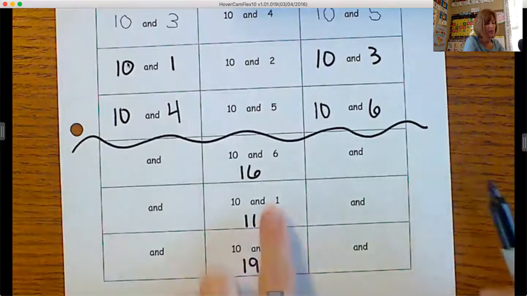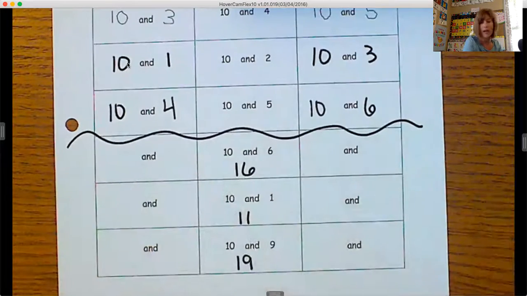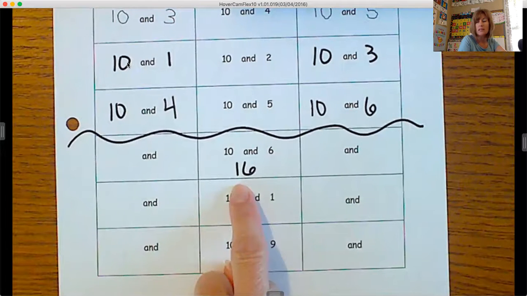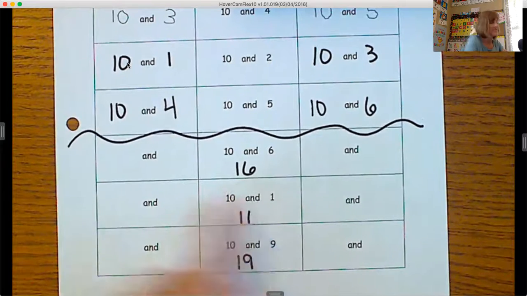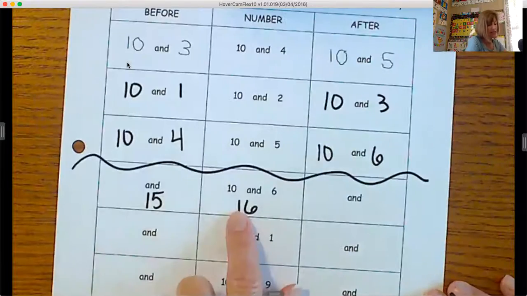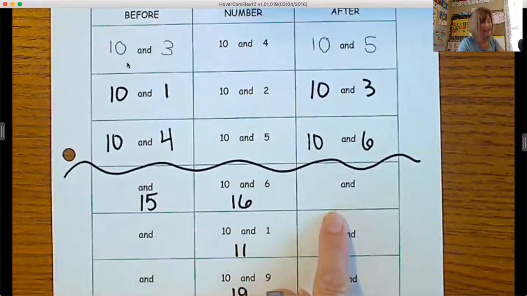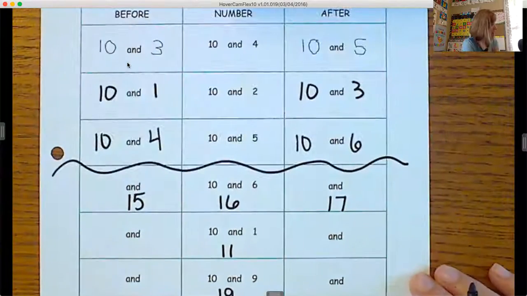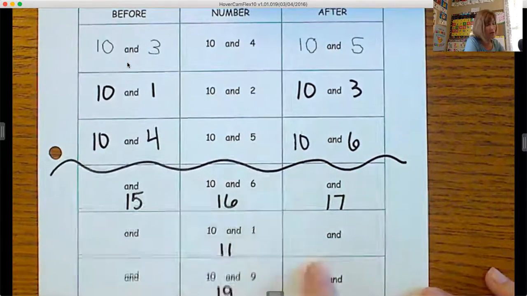Now I just want you to write the actual number before and after. So if I have 16, what's the number before 16? If you're counting, what number comes right before 16? I have 10, 11, 12, 13, 14, 15, 16, 17. Very good.